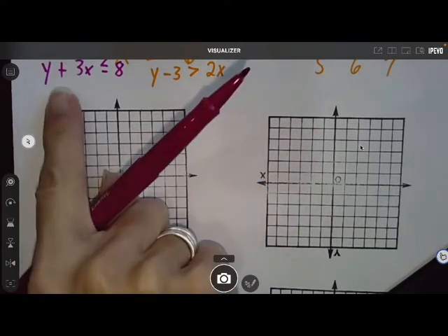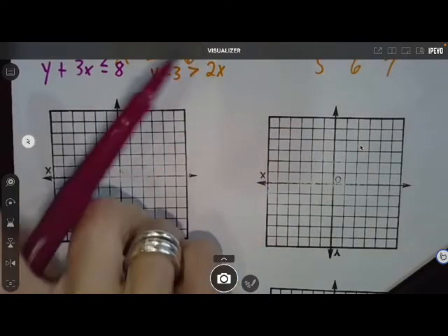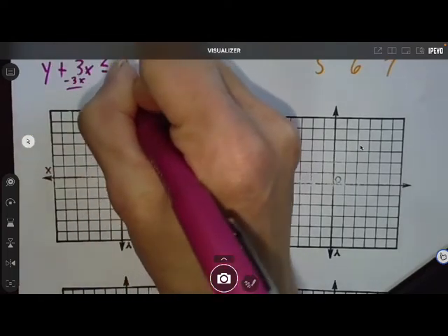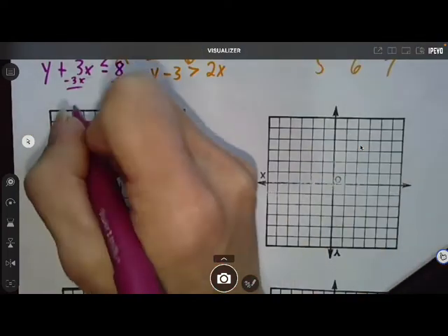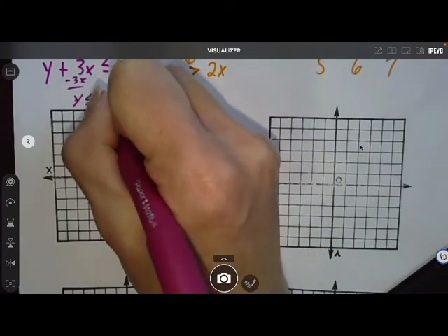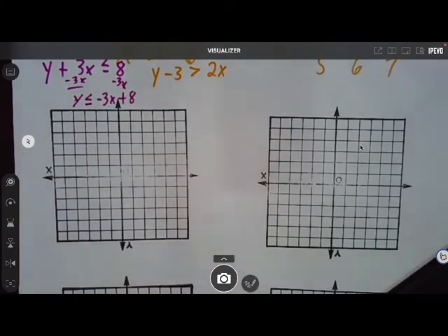So how do I get the y by itself on this one? Subtract 3x. That means I'm going to move it over here. So y is less than or equal to negative 3x plus 8. Are there any questions on that one?